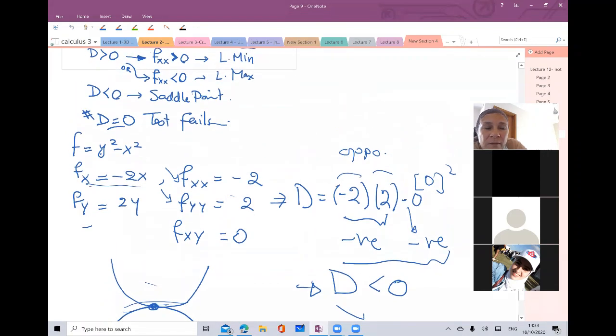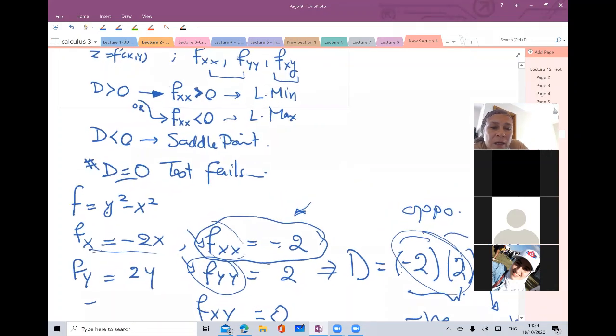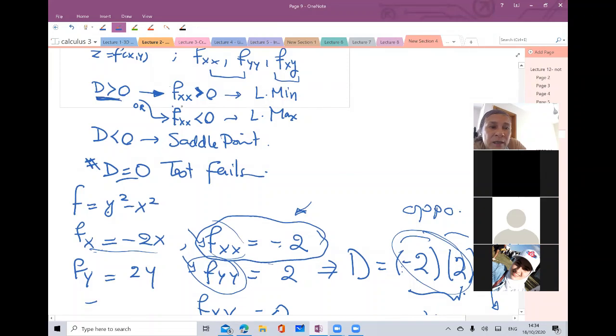If it's positive, it means either they are both negative or they are both positive, because if they are both negative, their product will be positive. So I need to look at this to clarify. If the two have the same signs, the product will be positive in all cases, but if each individually has a different sign it will be negative. So after I get positive for D, I go back and look at fxx alone. If it is positive, then it's a local minimum; if fxx is negative, then I have a local maximum. Okay, got the idea.